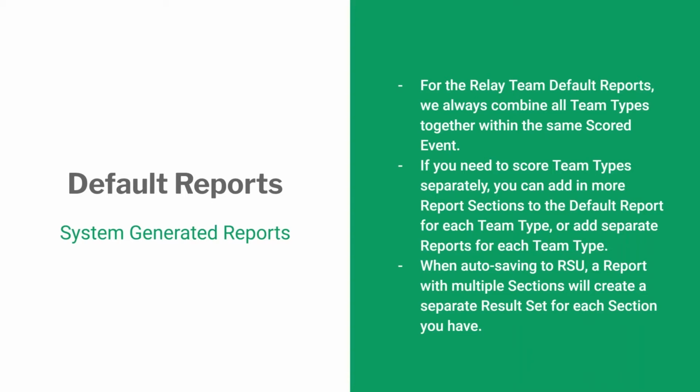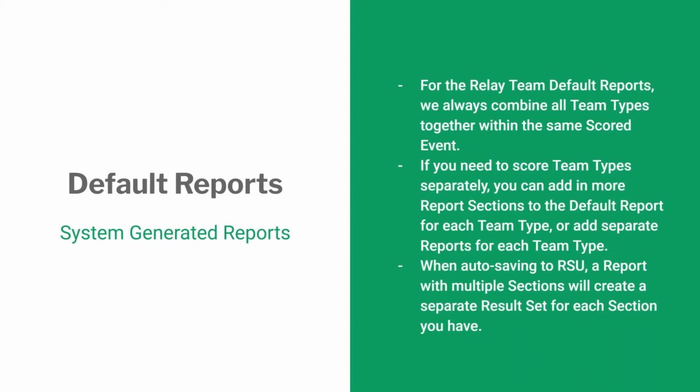I'll show you in the next couple of screenshots here. We always, by default, just put all the team types together. So make sure you understand that when you're first setting it up, it will do that. And if you want to, just go in and adjust your reports to split out each team type into separate sections if that's what you prefer.